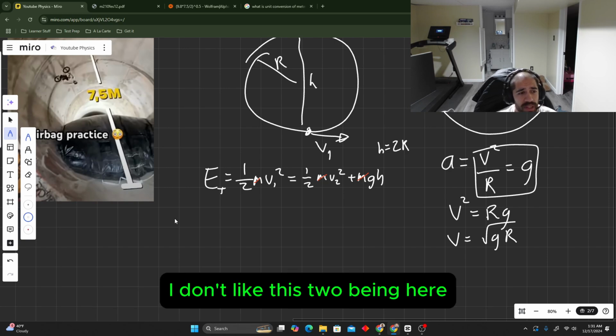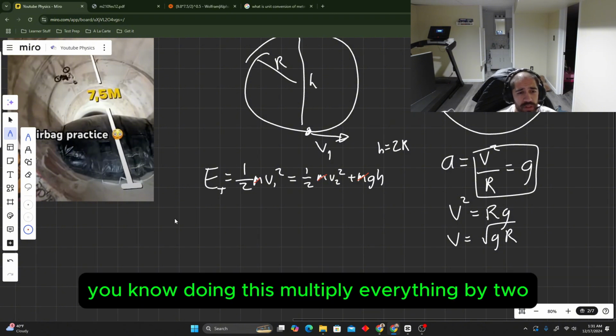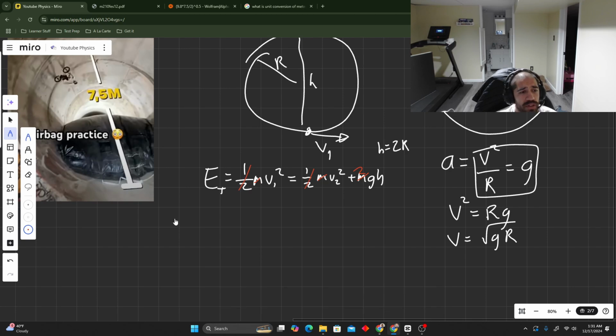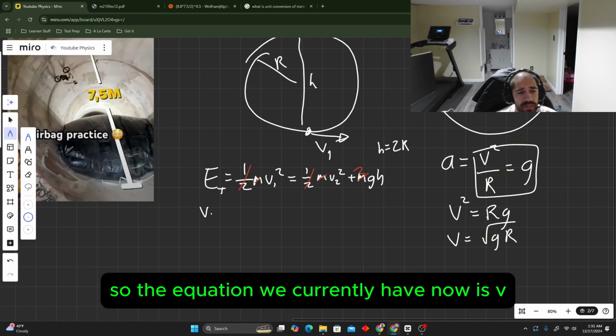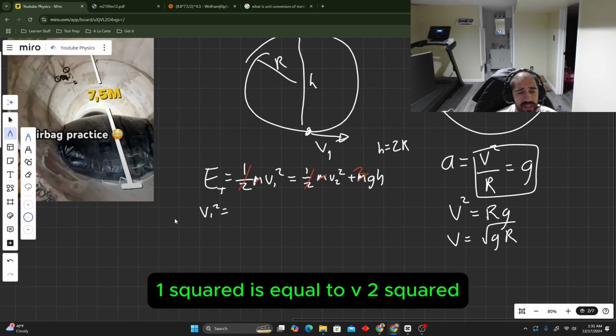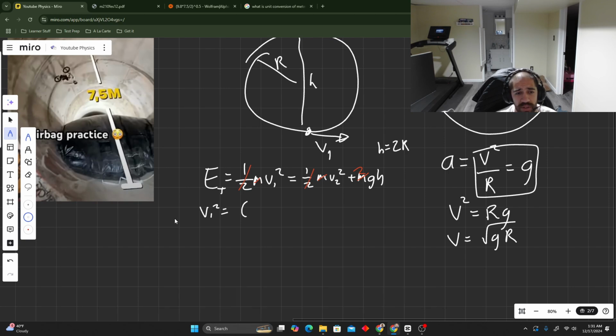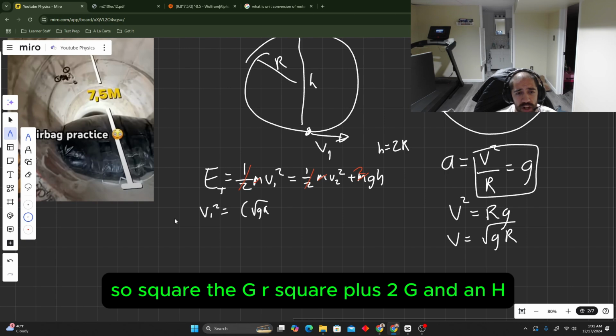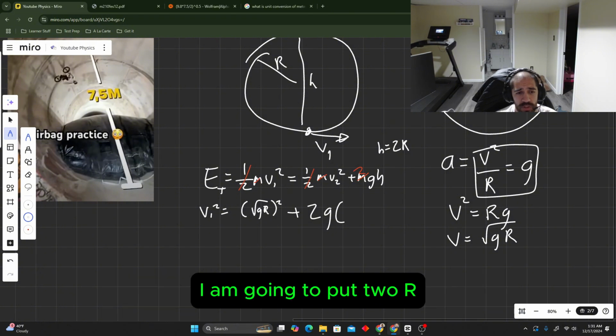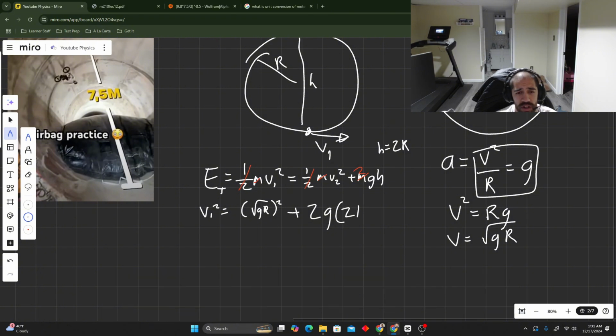And so I don't like this 2 being here. We're going to end up multiplying everything by 2. So we're going to put a 2 here. So the equation we currently have now is v1 squared is equal to v2 squared. I'm just going to plug this in right now. So the square of the square root of gr, plus 2g, and then for h, I am going to put 2r. That's what h is.